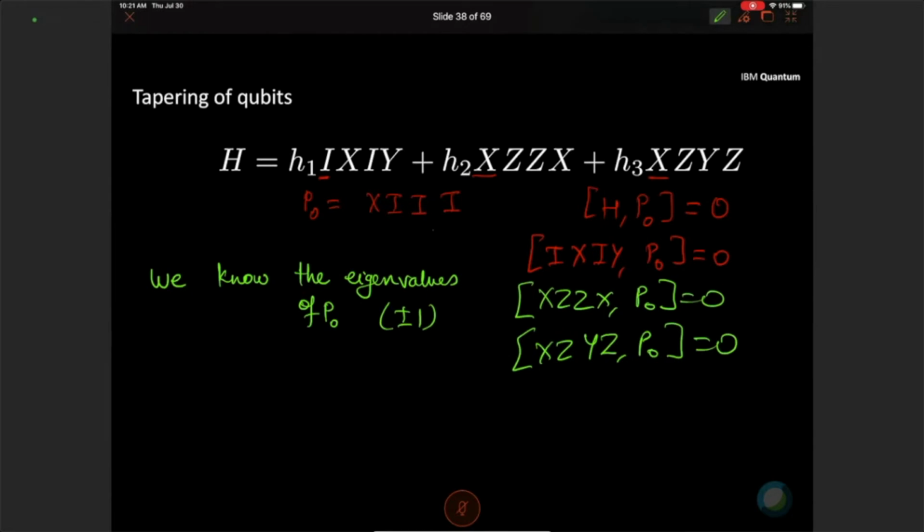you can essentially reduce this Hamiltonian now into H1 xiy plus or minus h, depending on which eigenvalue gets you the lower state, zzx plus or minus h3 cyz. Okay, so this is a very nice way of reducing the number of qubits you need for the simulation, and this is also very important as you work with noisy hardware.